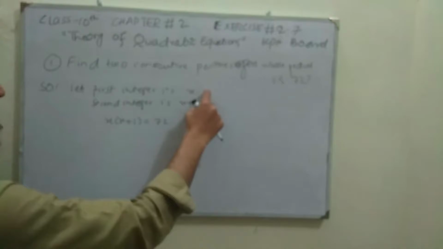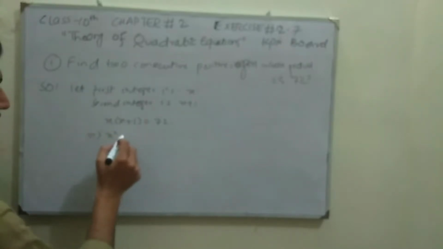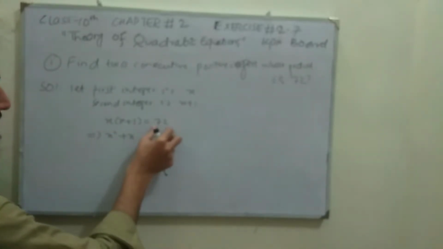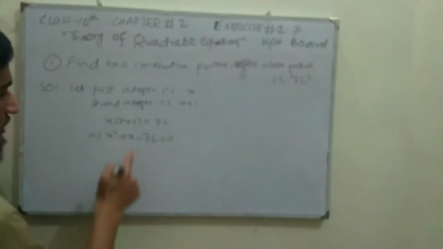To find these consecutive integers, first we are going to simplify this equation. So x multiplied by x gives us x square. x multiplied by 1 gives us x. Shift 72 to the left hand side, it becomes minus 72 is equal to 0. Using the quadratic formula.